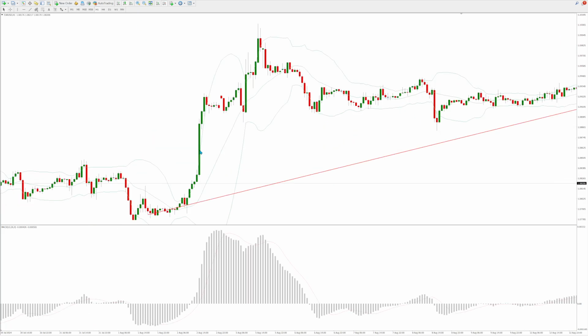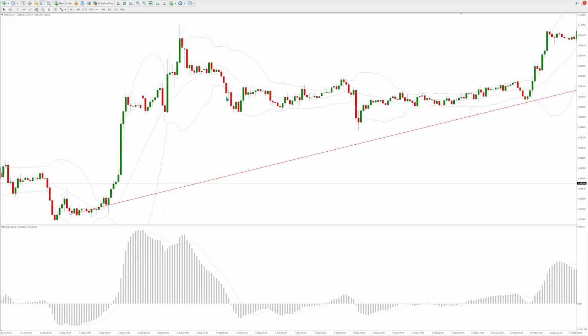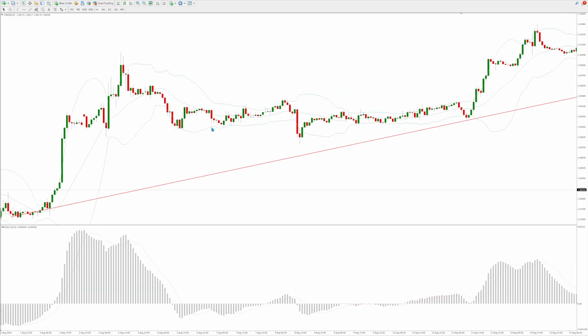Again, you can trade on the pullback to the Bollinger Bands, okay. This time we're going to be trading long, obviously, because we're in an uptrend. You can see here and here.